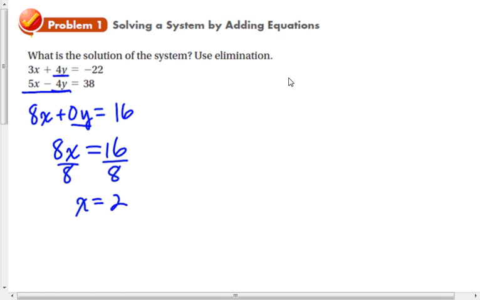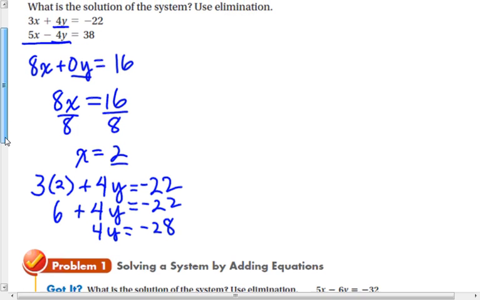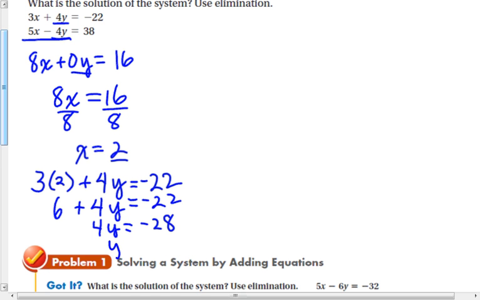Now that I know that x is equal to 2, I can take either equation and substitute 2 in for the x. So I'm going to use the first equation, 3 times x plus 4 times y. And notice I've substituted my value of x, which is 2, for the variable x in the equation. And then I'm just going to simplify it and solve it for y. To do that, I'm going to subtract 6 from both sides, so I get 4y equals negative 22 minus 6, which is negative 28. And then I'm just going to divide negative 28 by 4, and I get y equals negative 7.